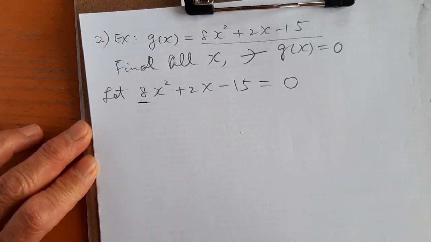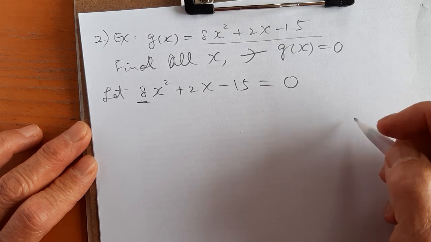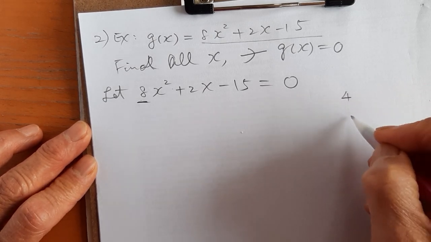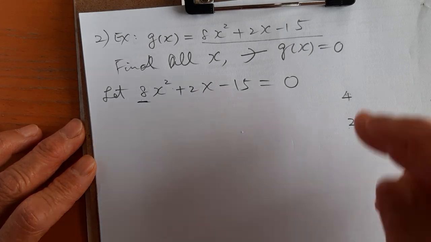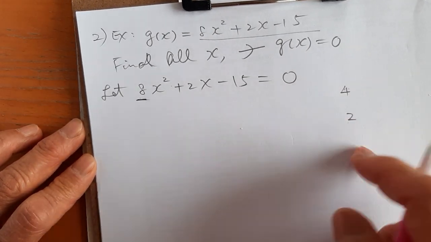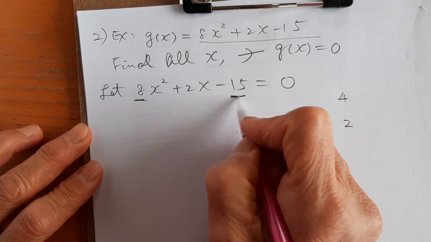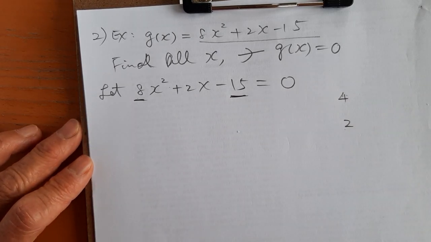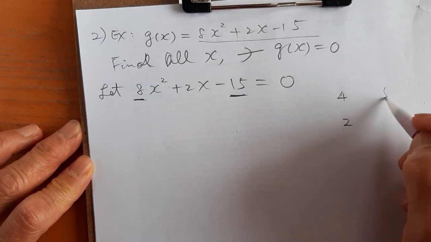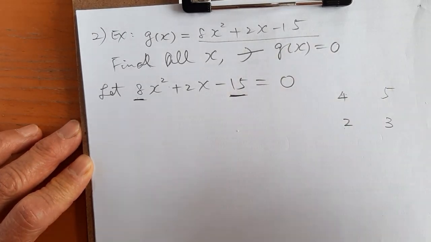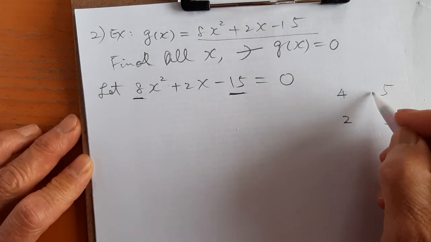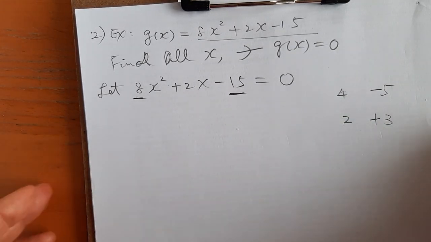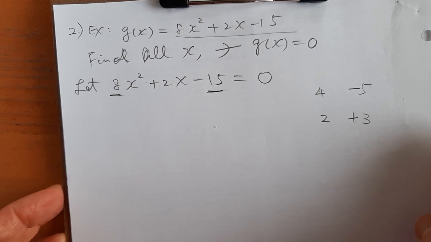So 8 you can factor as 1 times 8, 2 times 4. So try the two numbers close to each other first. Try 2 times 4 or 4 times 2 first. 15 you can write as 1 times 15 or 3 times 5. So you can put 5 times 3, the numbers closer to each other first. And since it's negative, you put one negative, one positive, and try it.